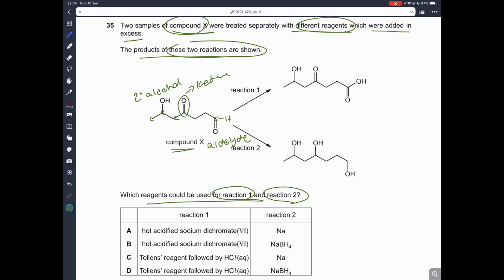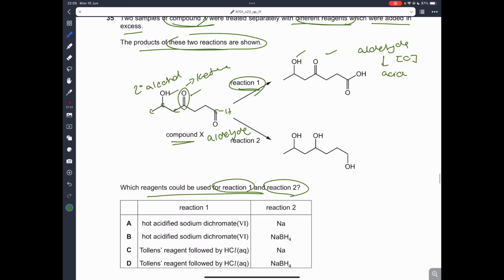Okay, so in reaction 1, what happened? The OH group does not change, right? The ketone doesn't change. However, the aldehyde, right, is turned into an acid. Now, an aldehyde can be oxidized to an acid. So you have to use an oxidizing agent for this.